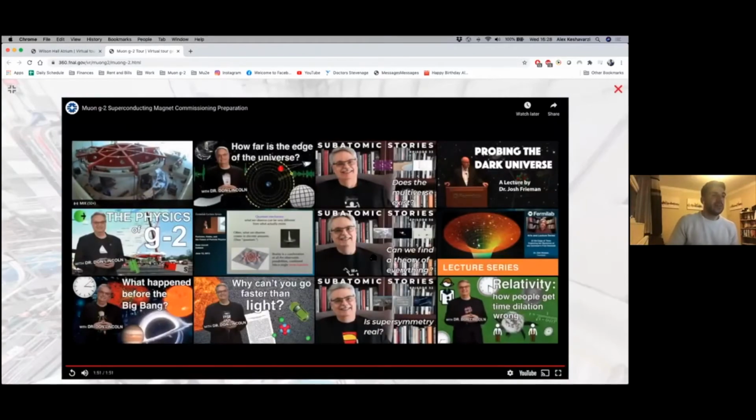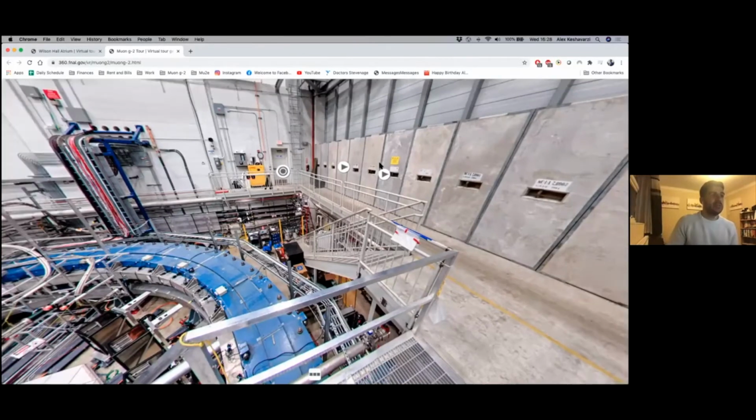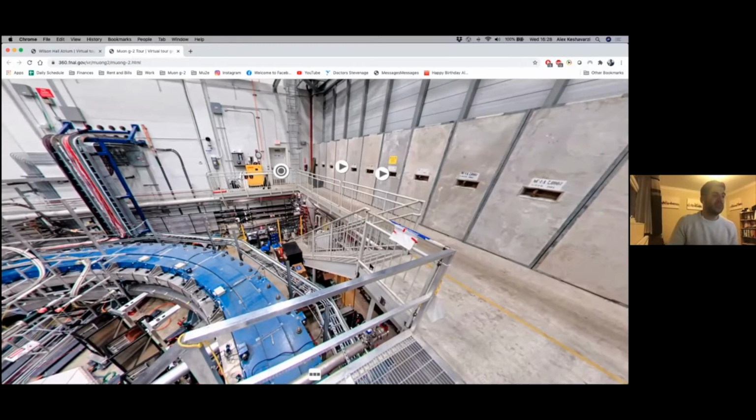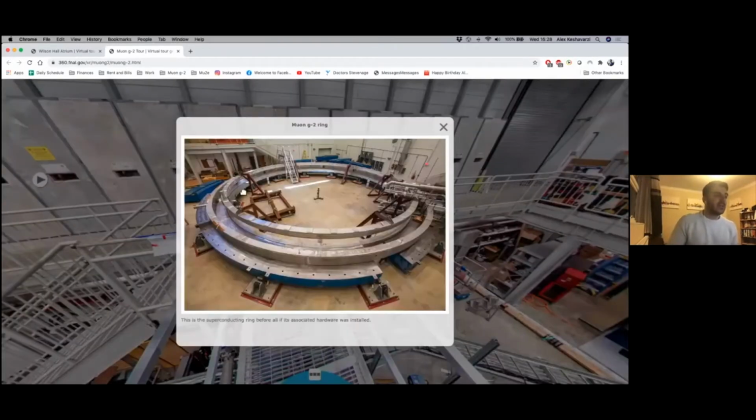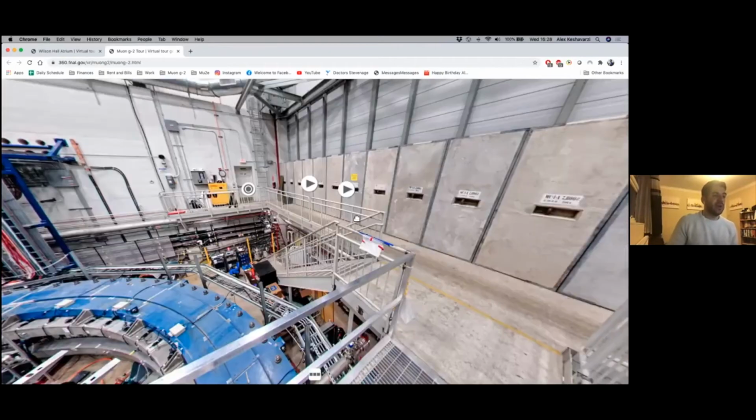Okay, so I think that's the video, and then there was an image here, but this is just what we saw before. So this was the ring that was lowered in before everything was installed. So let me turn around and slowly show you the different parts.